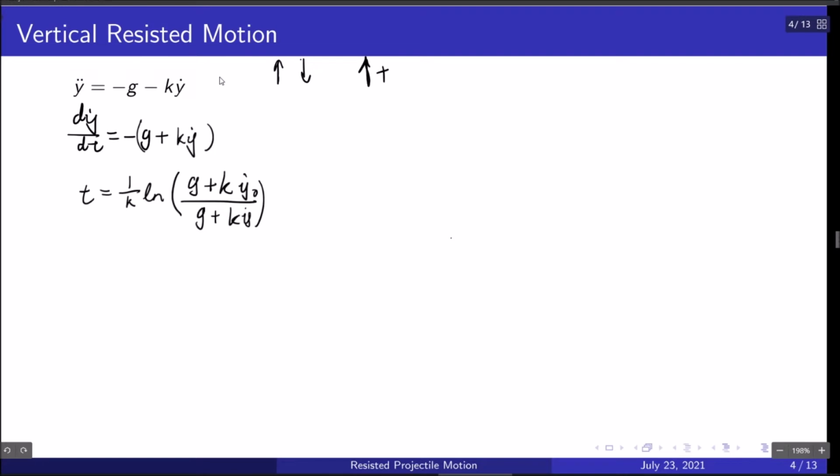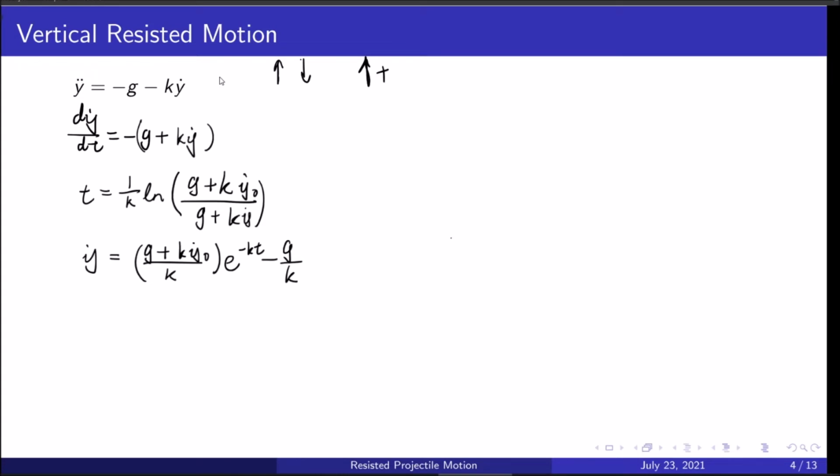So this is what we have, and we rearrange everything to make y dot the subject. We end up with y dot equals g plus ky dot naught over k times e to the power of negative kt minus g over k. Okay, so this is what we have. And we have our acceleration, we have our velocity. Now we need to get displacement.